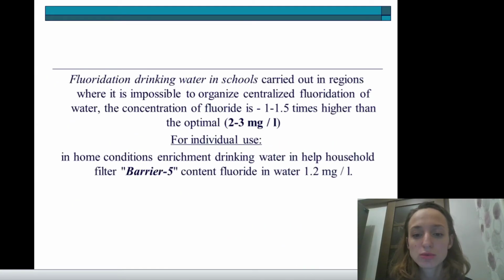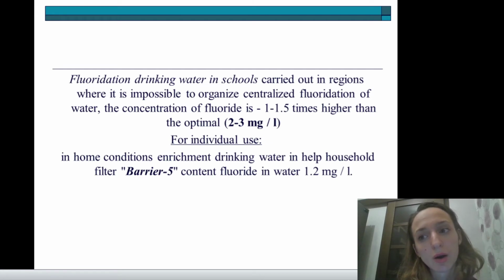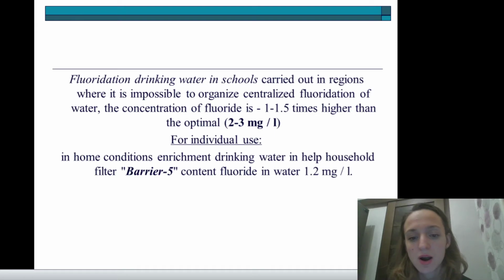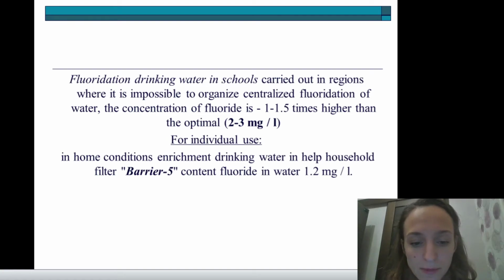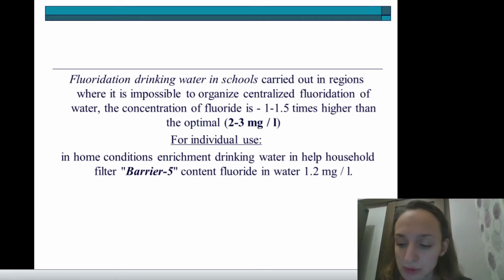Fluoridation of drinking water in schools is carried out in regions where it is impossible to organize centralized fluoridation of water. The concentration of fluoride is from 1 to 1.5 times higher than the optimal, so it can be from 2 to 3 milligrams per liter. For individual use in home conditions, for enrichment of drinking water, a household filter helps, for example, Barrier 5, which contains fluoride in water at 1.2 milligrams per liter.